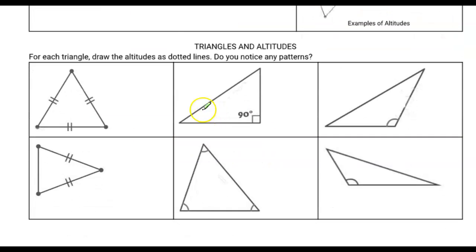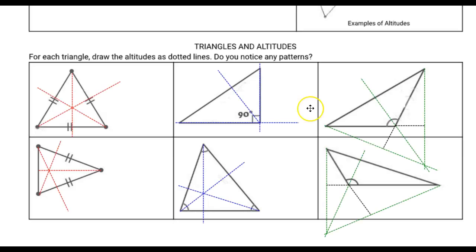In this exercise, we're supposed to look at all of these triangles and draw the altitudes as dotted lines. And we're supposed to notice any patterns. So take a moment to try to draw these out on your paper and then draw 3 altitudes for each triangle. Okay, here are a couple of main patterns that you should have seen.